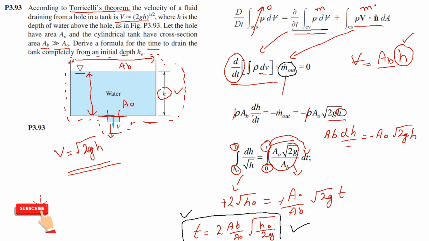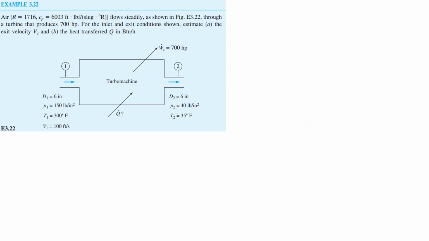Now moving on to our next problem. In this example we are going to use our energy equation that we got by using Reynolds transport theorem and our conservation of energy principle using the first law of thermodynamics. What we are required to do in this example is to find the velocity at section 2 and the heat transfer that is happening.